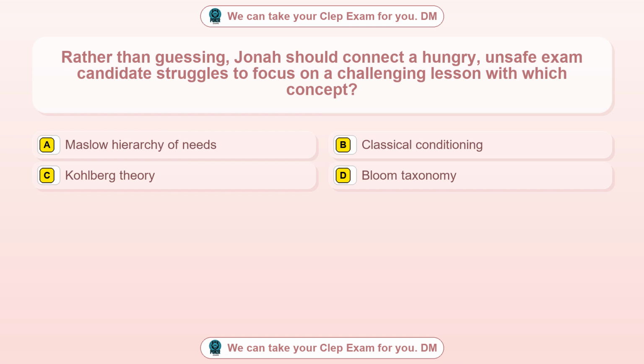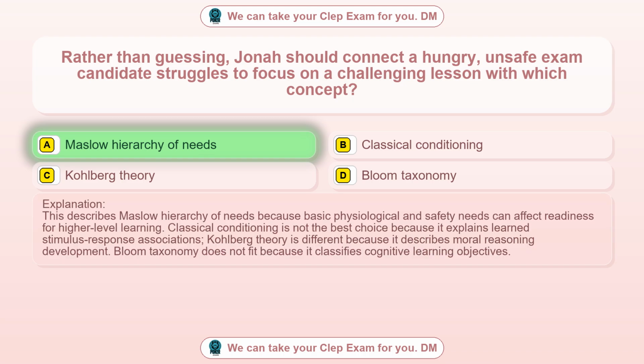Question 33. Rather than guessing, Jonah should connect a hungry, unsafe exam candidate struggles to focus on a challenging lesson with which concept? Option A, Maslow hierarchy of needs. Option B, classical conditioning. Option C, Kohlberg theory. Option D, Bloom taxonomy. The correct answer is option A, Maslow hierarchy of needs.